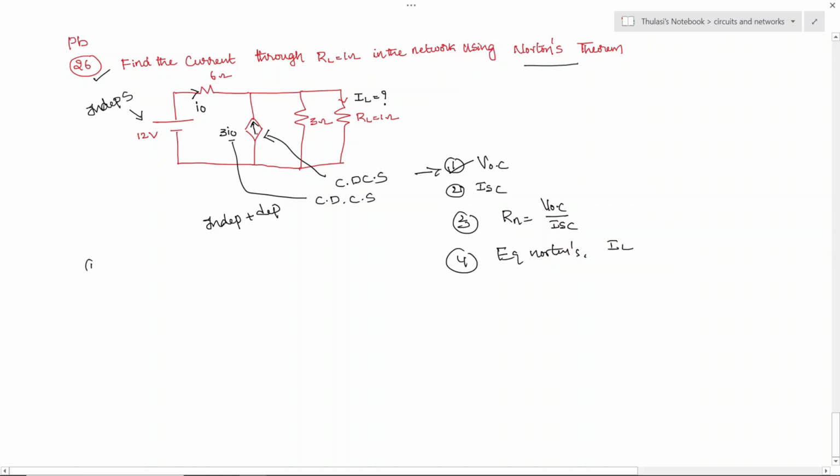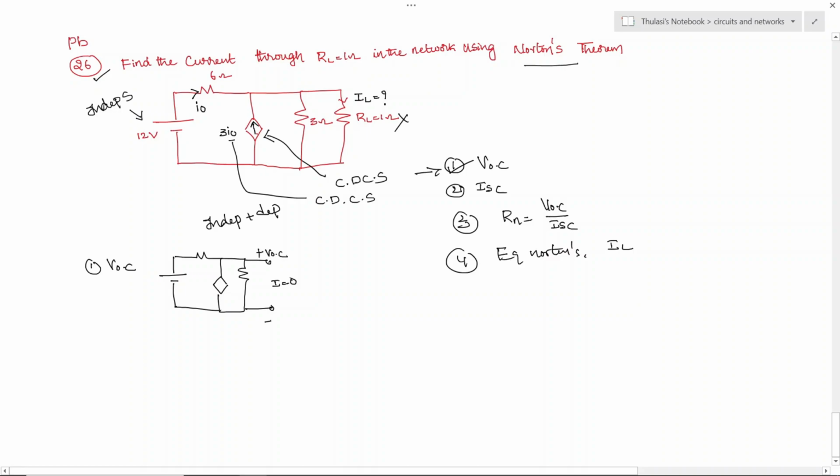So the first step is finding the open circuit voltage. How to find it? First, this is the load, so first remove the load. If you remove the load, the network is like this. When you remove the load, automatically RL is removed and the current becomes 0.